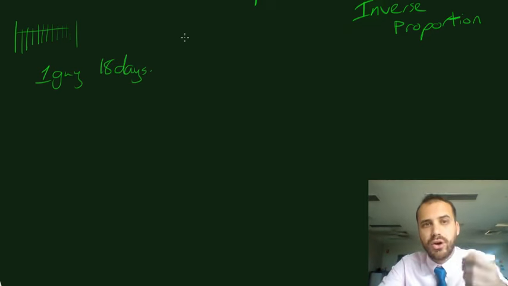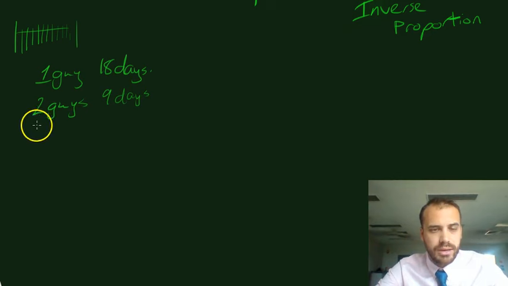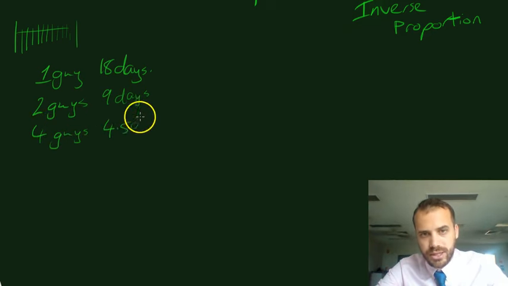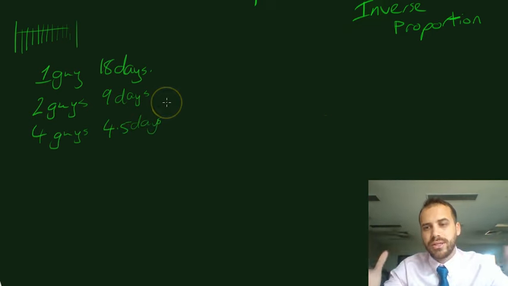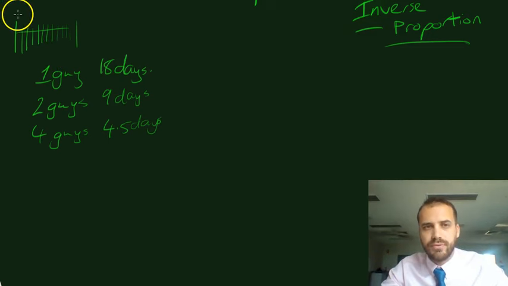Now, if he had hired another guy, if there had been 2 guys working there, you can guess it probably would have taken 9 days to get it done. And if there had been like 4 guys there, they would have been done in about 4.5 days. Why am I ranting about this? This is inverse proportion. Let's take a look at inverse proportion a bit more mathematically here.